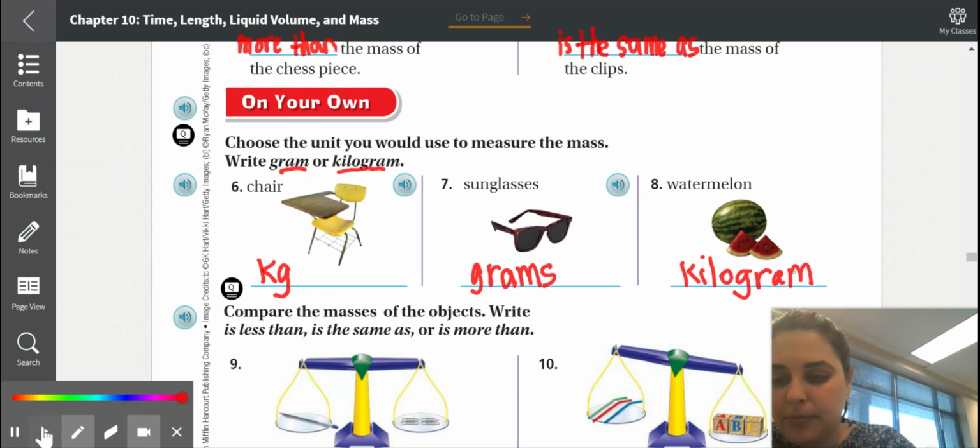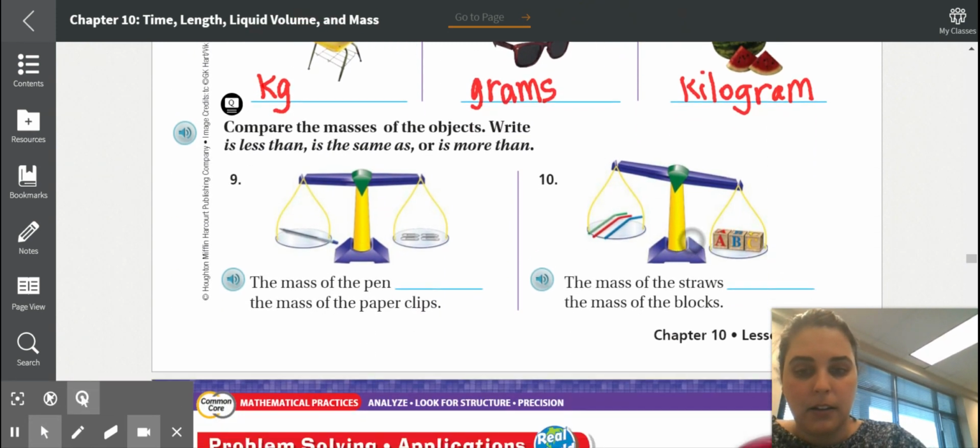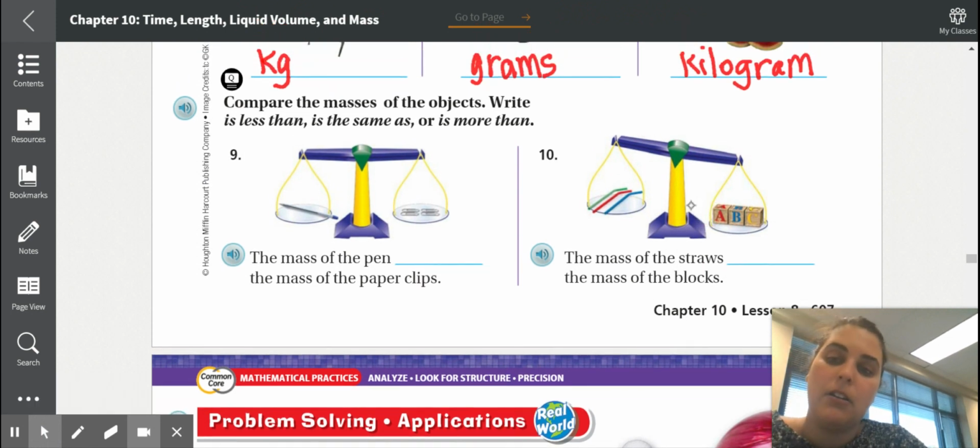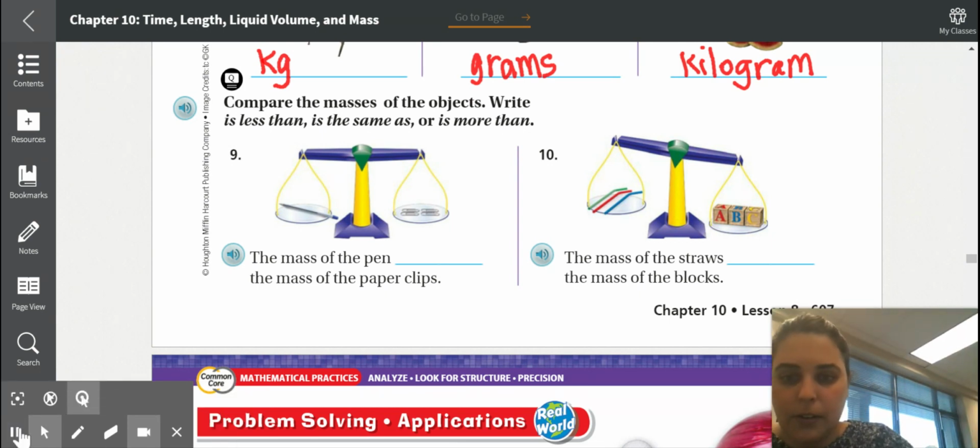Okay, moving on. I want you to do this on your own, and then we'll correct. Compare the masses of the objects. Is less than, is the same as, or is more than? Okay, go ahead.